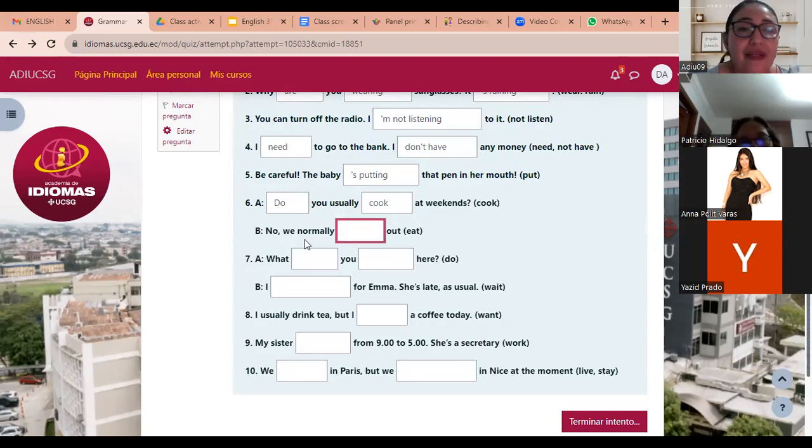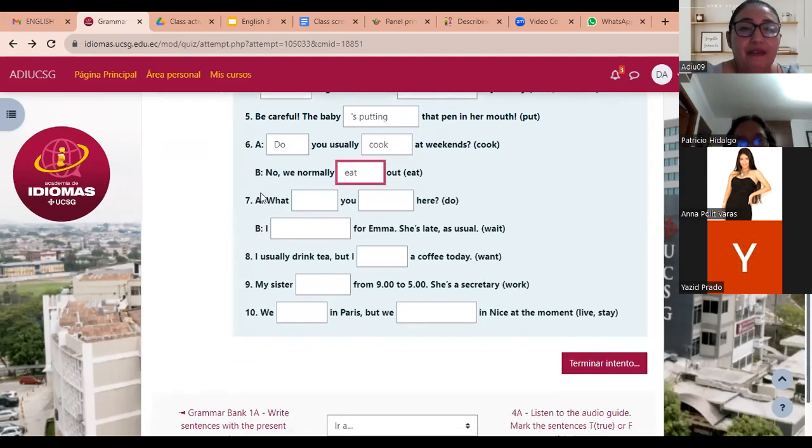Okay, number 8, B answer: no, we normally eat out. That means that it's not present continuous. We normally eat out. Okay, number 7, what do you do? That's the verb, you hear? What do you do here? What are you doing here? Like you're asking someone, what are you doing here?